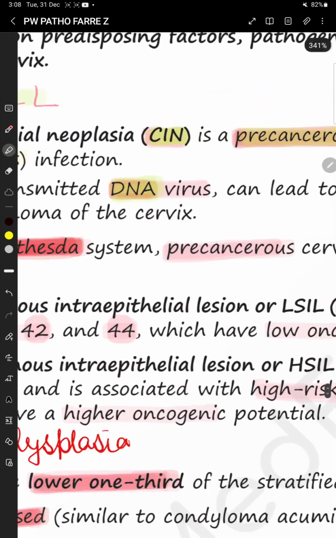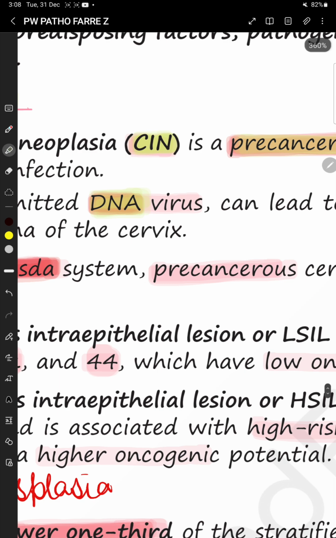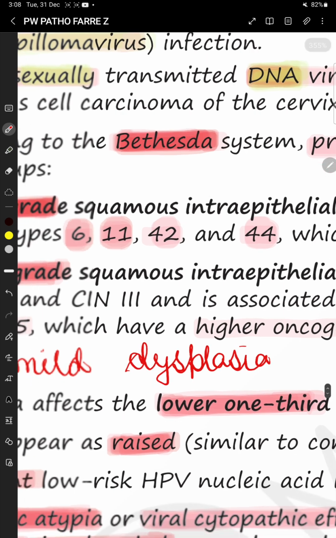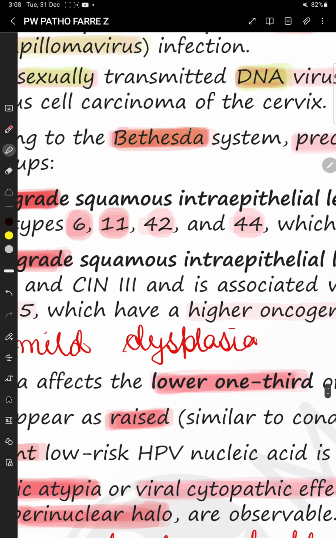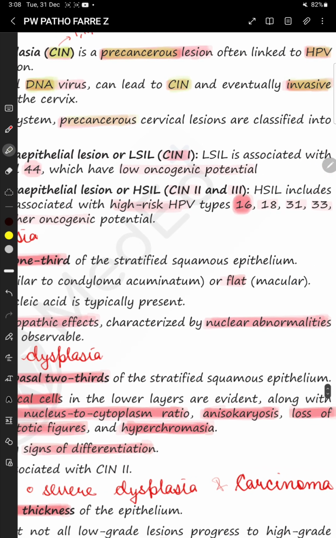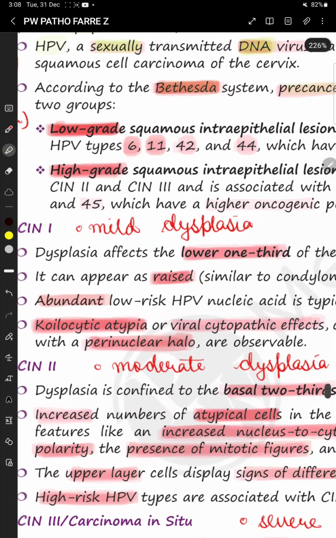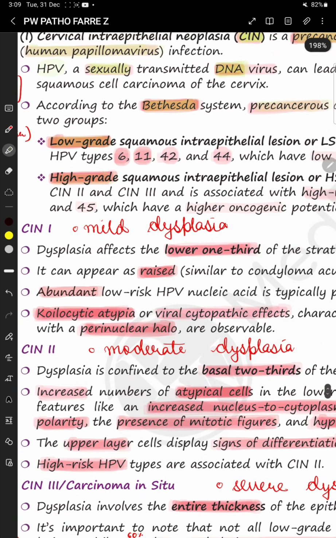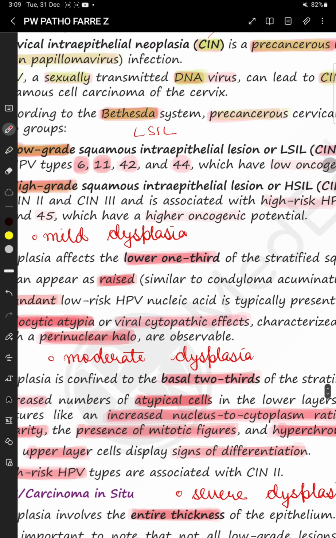See, there are three types of cervical intraepithelial lesion, that is cervical intraepithelial lesion 1, 2 and 3. But according to the Bethesda system, there are two categories. These precancerous cervical lesions are categorized into two categories. Bethesda system में दो ग्रेड है, that is low grade and high grade. Low grade squamous intraepithelial lesion, that is LSIL. LSIL में CIN1 आता है.